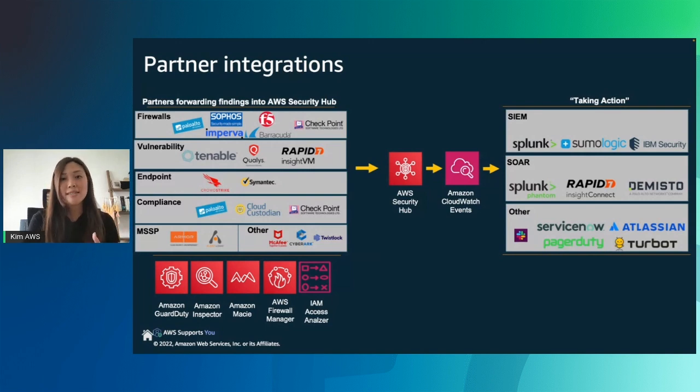We also extend this into other cloud service posture management. For example, you might be looking at Cloud Custodian or Palo Alto. And of course, we also send findings within AWS into MSSPs as well. For them to feed findings into Security Hub, you have a single pane of glass view for all security alerts across AWS Security Hub. And then you can also take action.